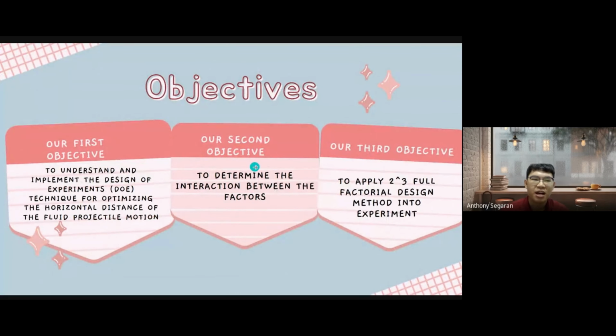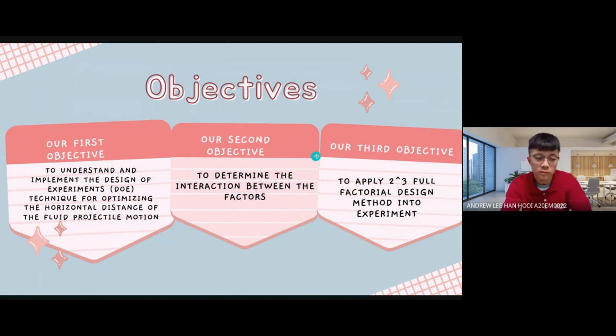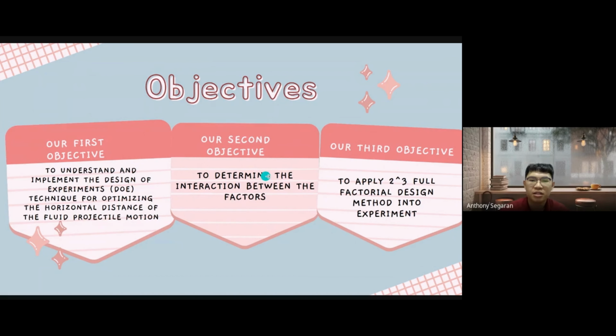The first objective is to understand and implement the design of experiment technique for optimizing the horizontal distance of the fluid projectile motion. The second objective is to determine the interaction between the factors. And the third objective is to apply the 2^3 full factorial design method in the experiment.